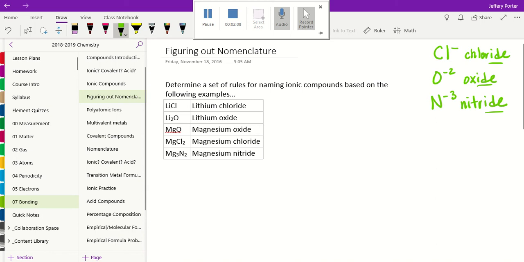The name is the same. So, Li plus, the name's the same. It's lithium. Mg plus 2, the name's the same. It's magnesium. So, 2 rules. What do you think they are? First rule. How about name the cation? Simple enough. What do you think rule number 2 is?